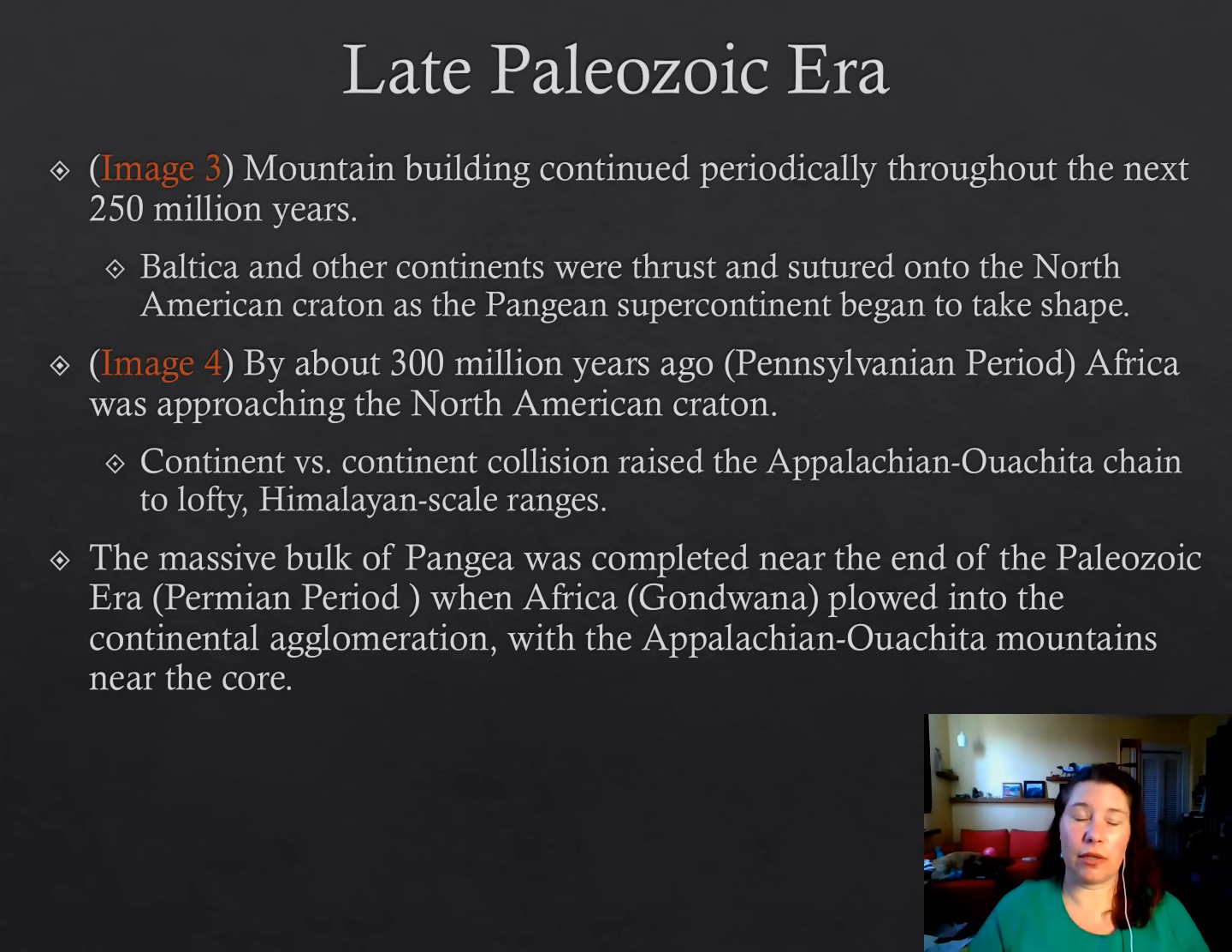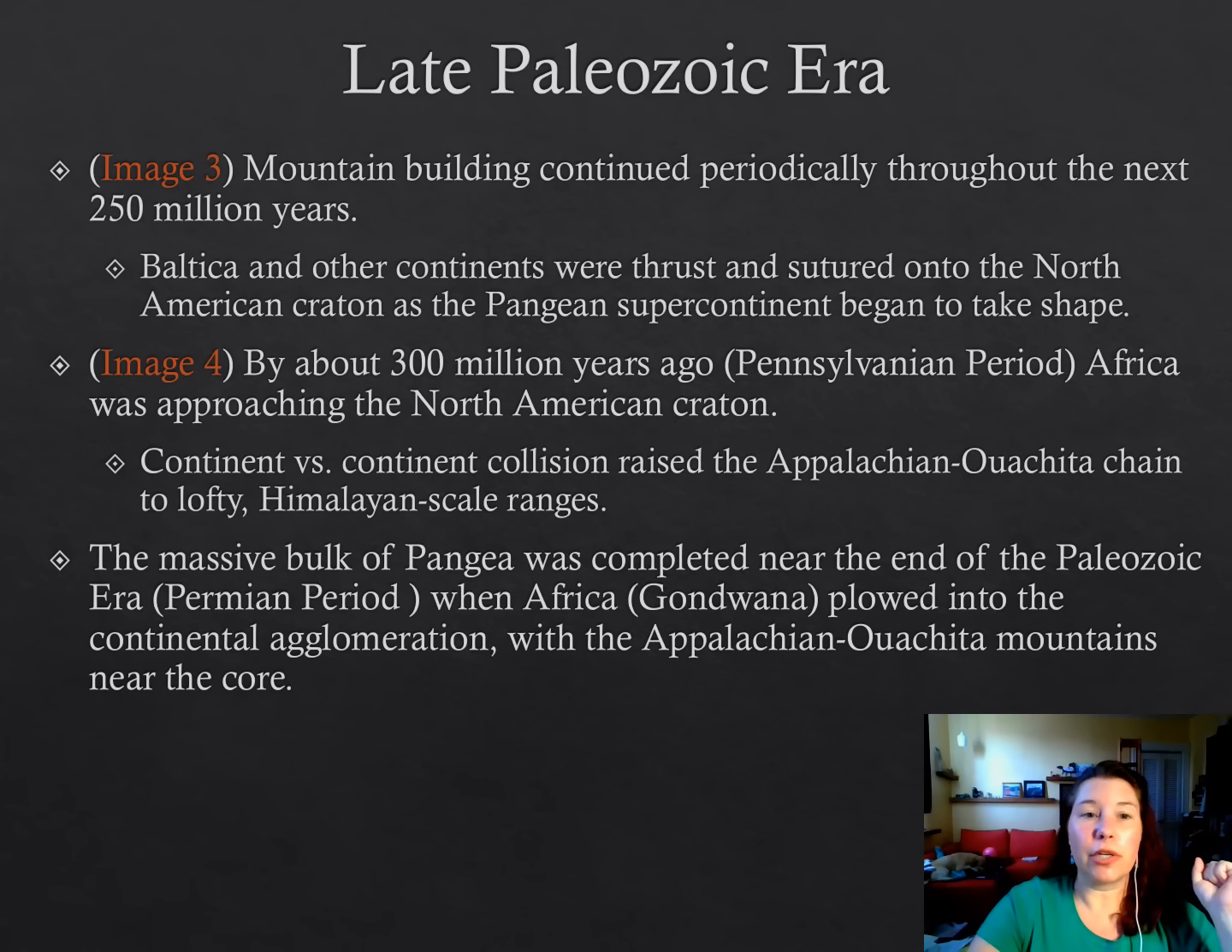So that North American craton we saw was called Laurentia. Once we add Europe to it, and Asia, I guess, we call it Laurasia. So Laurasia is going to combine with the southern continents, Africa, South America, Antarctica, India. Those are going to be called Gondwana. They're going to get together. So we'll see that in a picture in a second.